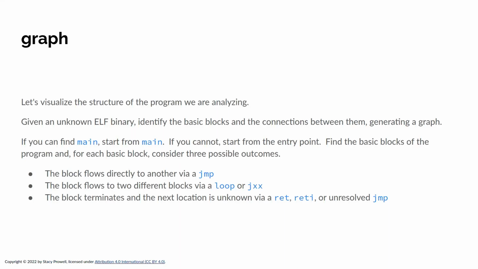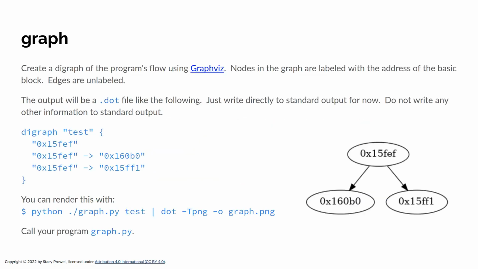So the task was to visualize the structure of the program. In this case, we're just going to build a graph, and we can visualize it using the Graphviz tools. I thought this was fairly straightforward, and it seems like for most of you it was. Blocks flow into another block because they run directly into that block, because they jump to a block, or because there's a loop or a conditional branch, etc. And you would produce a graph that would end up looking something maybe like this, or maybe a little more complicated.